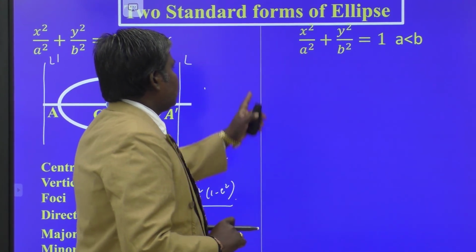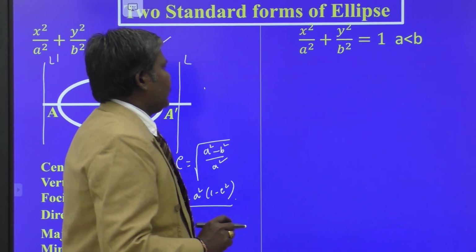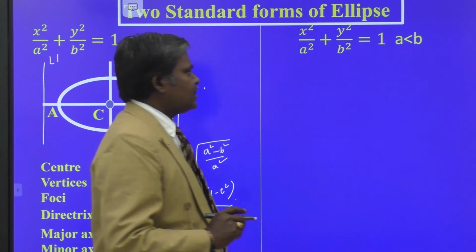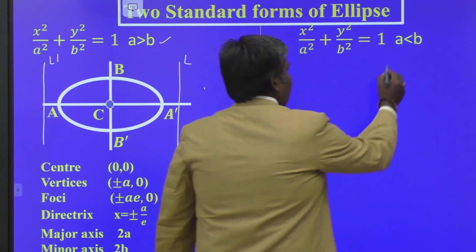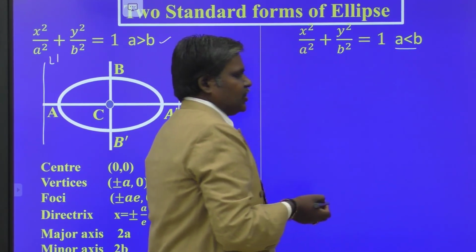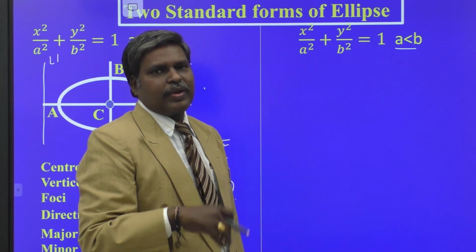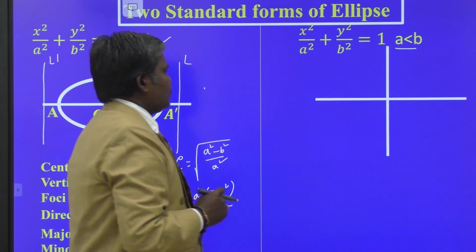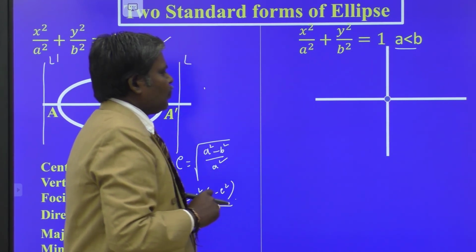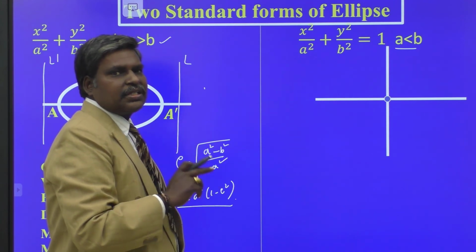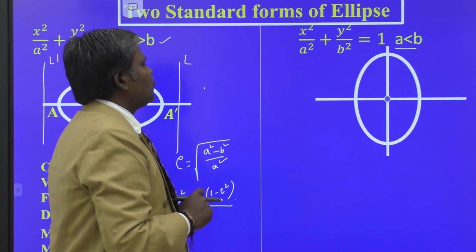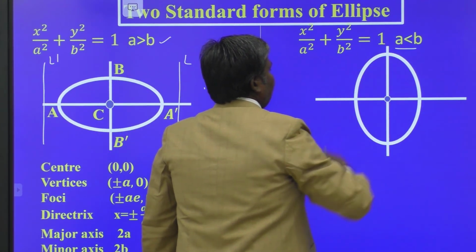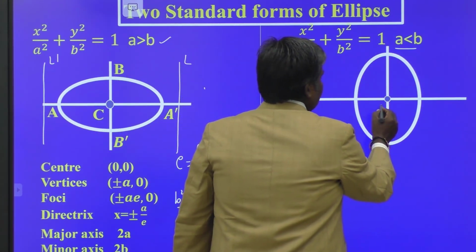And this is another standard form. x square by a square plus y square by b square is equal to 1, where a is less than b. A less than b case here. So the roles are changed here: major axis to minor axis, minor axis to major axis. See the diagram. This is the x-axis. This is the y-axis. This is the point of intersection, the origin. This is the center of the ellipse. The ellipse is in this form, rotated 90 degrees. Your center is like this.